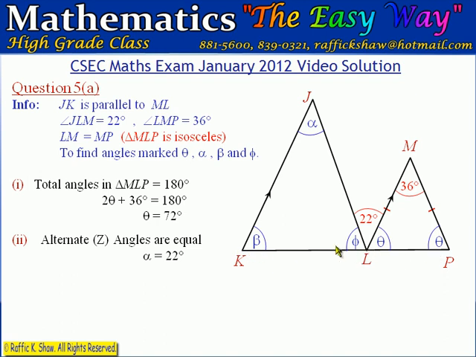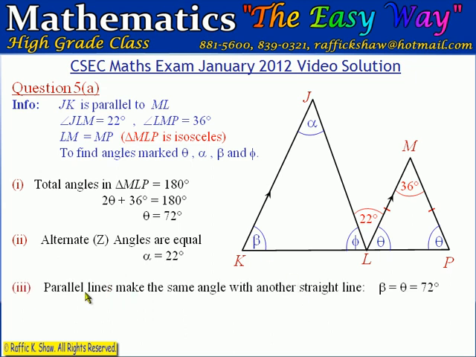Now this is a straight line, and this line is parallel to this line. So the angle that this parallel line makes with this straight line is the same that this parallel line will make with this one. So that's how we're going to find beta.